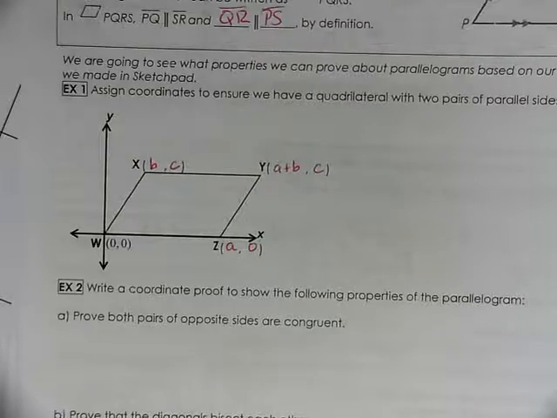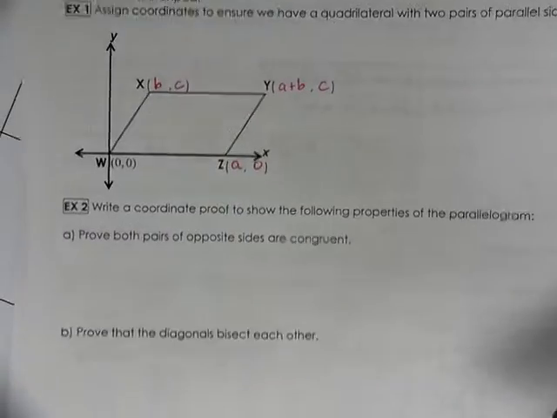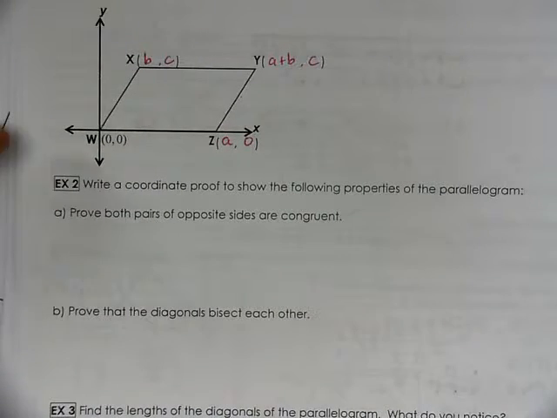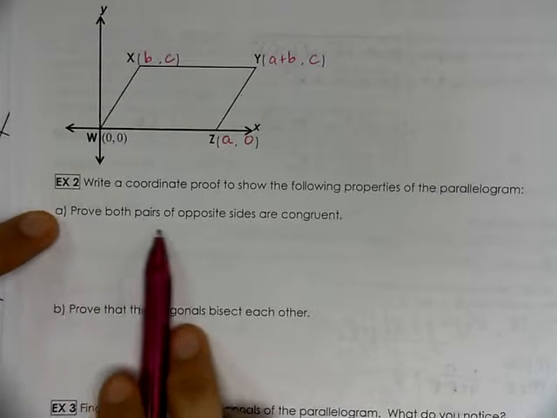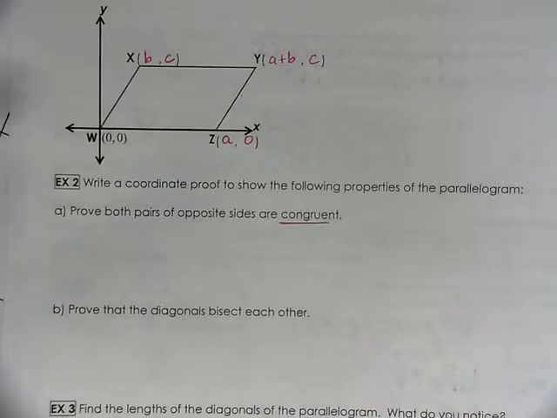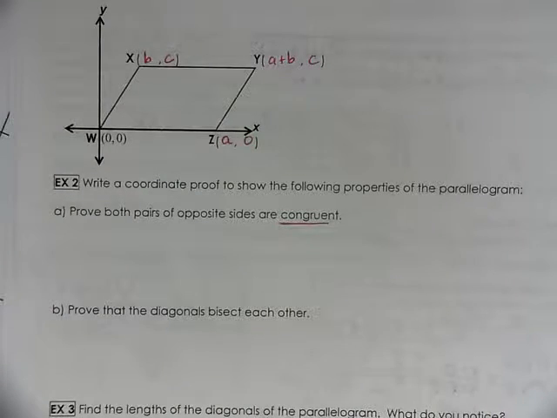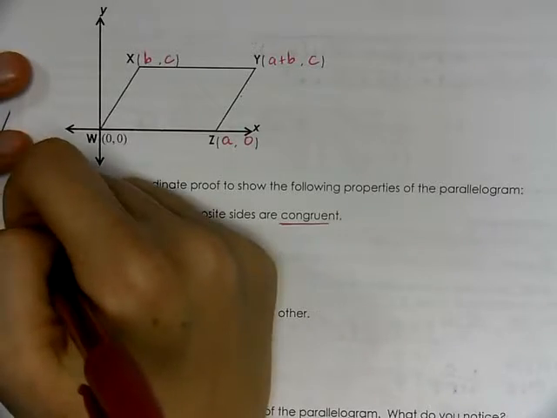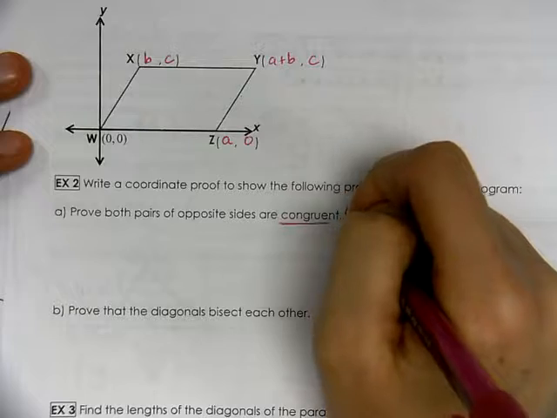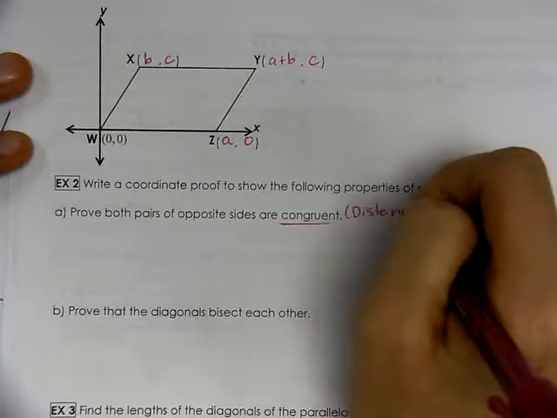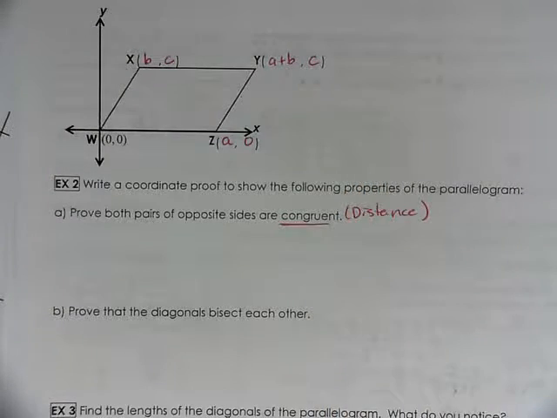Okay, so let's try, now that we have our labels, to answer some of these with a coordinate proof. The first thing we're going to look at is both pairs of opposite sides are congruent. What did we talk about yesterday? If it's congruent, which formula are you going to use? Yeah, I'm going to have to check distance. So I need to find the distance of all four sides, because I want both pairs of opposite sides congruent.